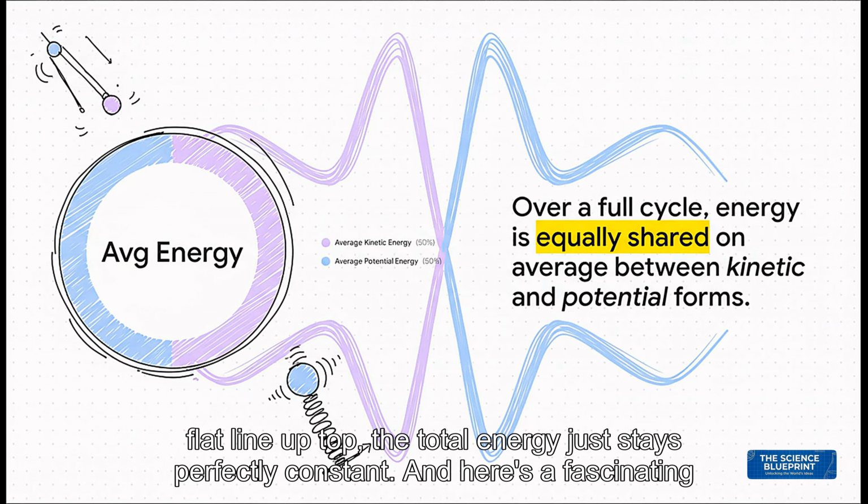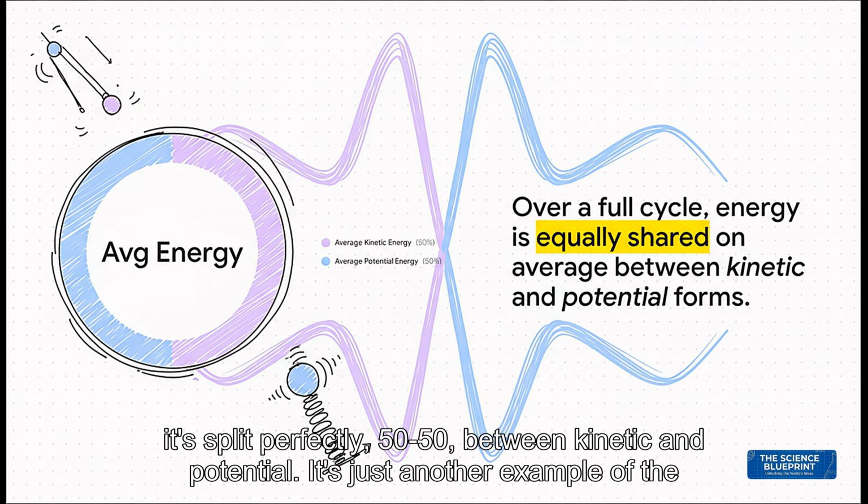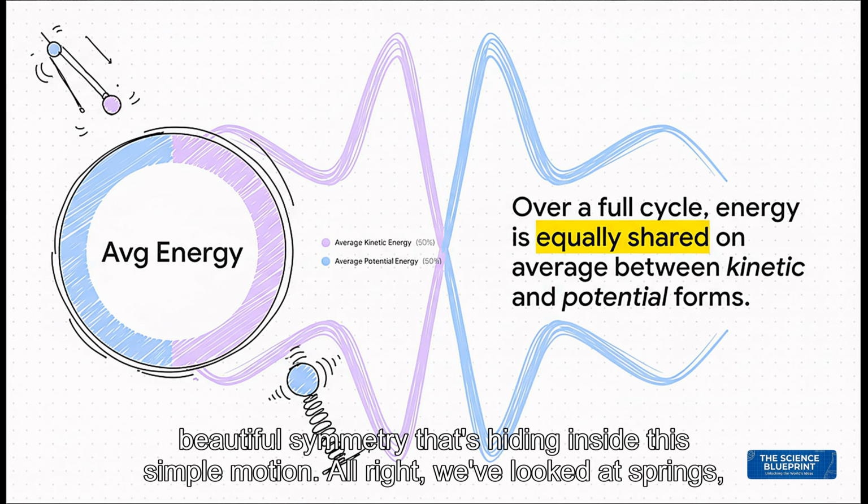And here's a fascinating little fact for you. If you average out the energy over one full cycle, one whole oscillation, it's split perfectly, 50-50, between kinetic and potential. It's just another example of the beautiful symmetry that's hiding inside this simple motion.